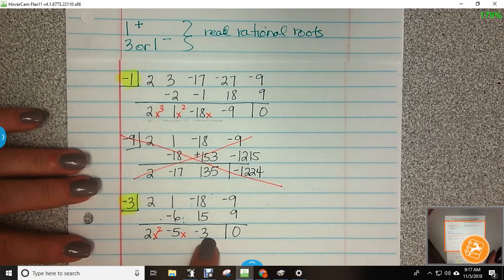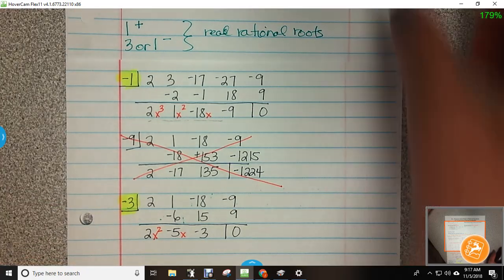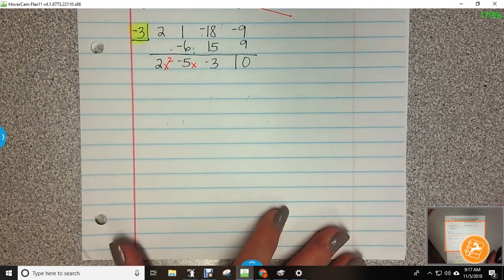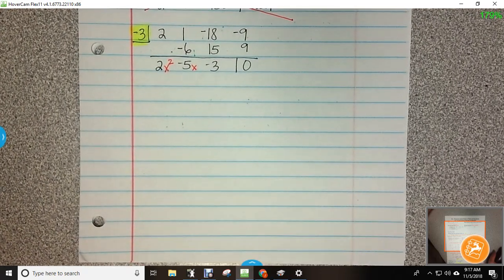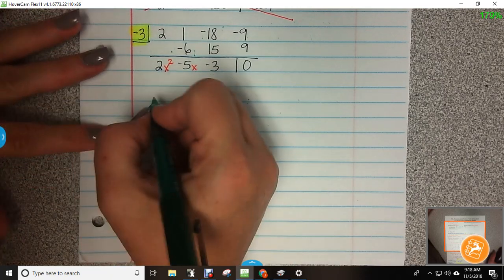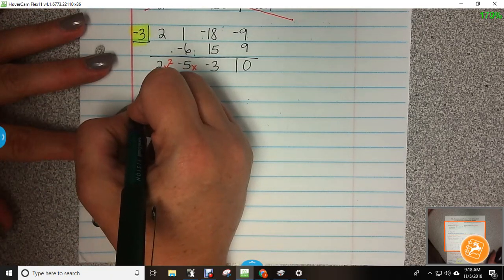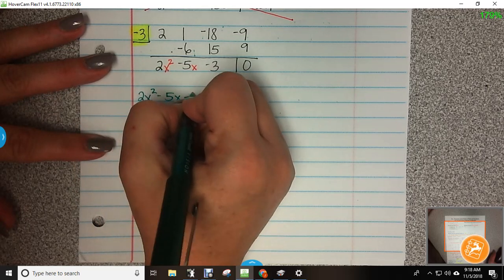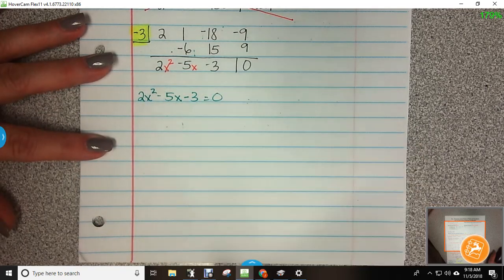And at this point, I have a quadratic that I can solve by either factoring, maybe, or the quadratic formula, or I could try to complete the square. I think this one is factorable, so I'm going to factor it. If you want to do the quadratic formula, please feel free, go ahead. So to factor this, I'm going to use bottoms up.